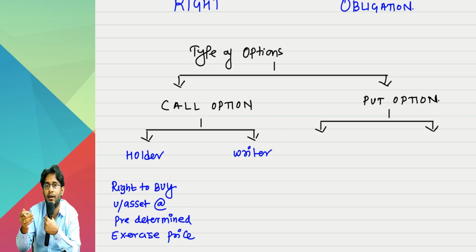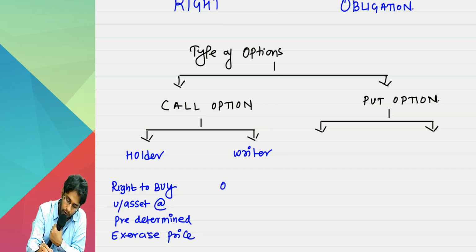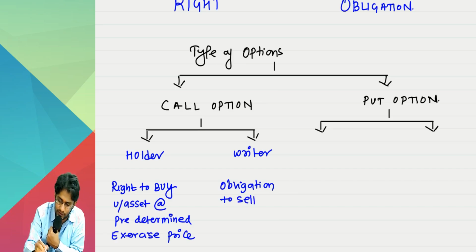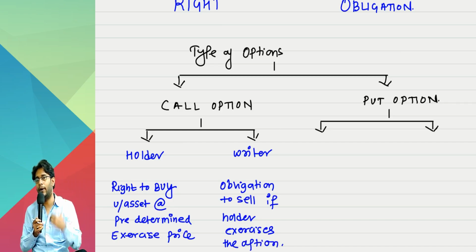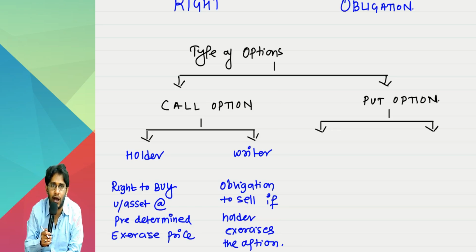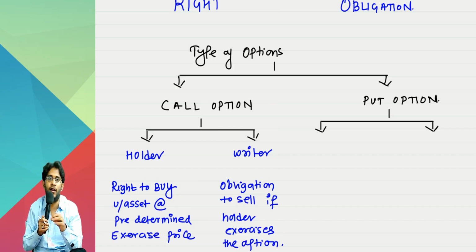If holder has a right to buy, writer will have an obligation to sell, obviously at the predetermined exercise price. If the holder exercises the option, should the holder say that I am buying, then as a writer you should sell. If the holder says, sir, price is not favorable to me, I will not exercise, you don't have a right there. Writer does not have a right. In the name, right is sounding, but he does not have a right.